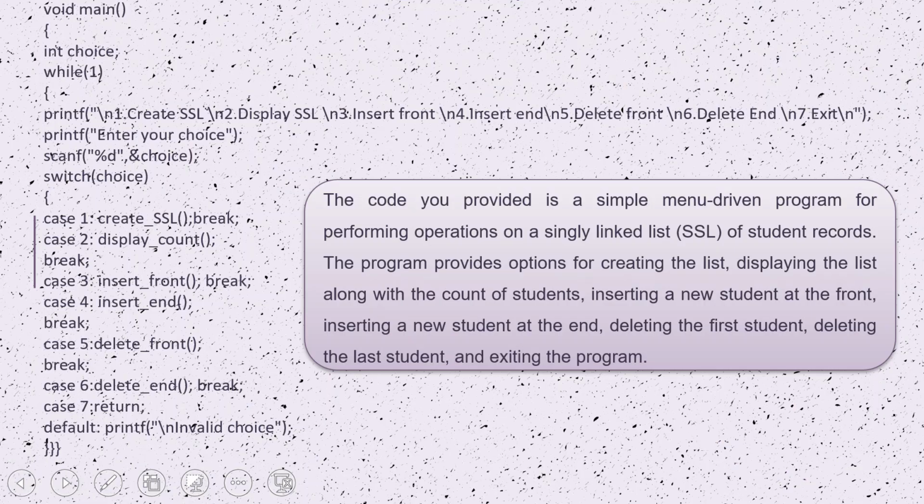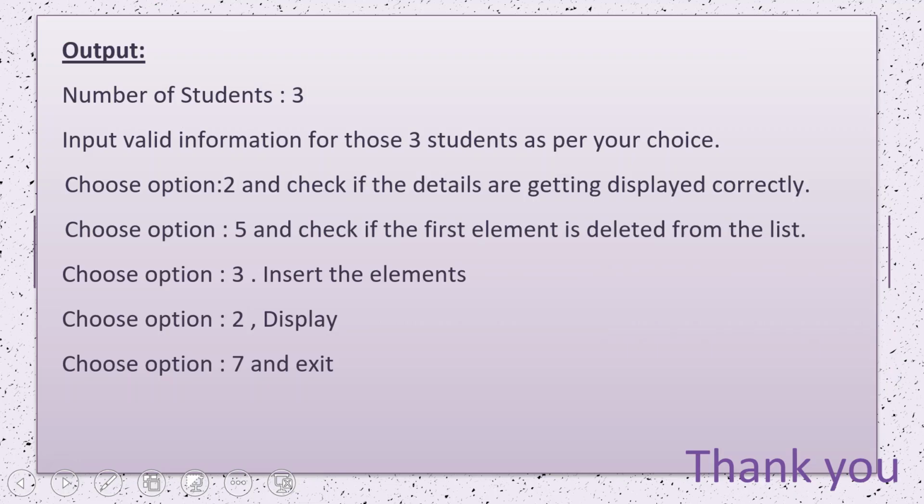Okay. And main program. So void main, choice, while it is 1. Okay. So enter the choice. Different cases. 1 means create, 2 means display, 3 is insert at the front, 4 means insert at the end, 5 means display front, 6 display at the end, 7 means exit. Default means invalid choice. Okay. This is the information. So I hope you have understood the code. Thank you so much.